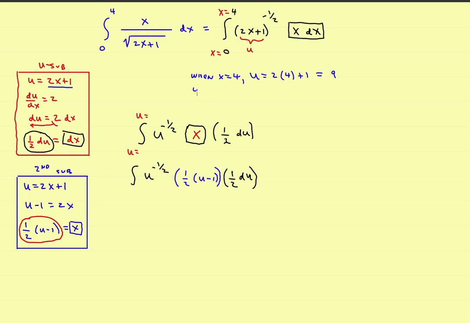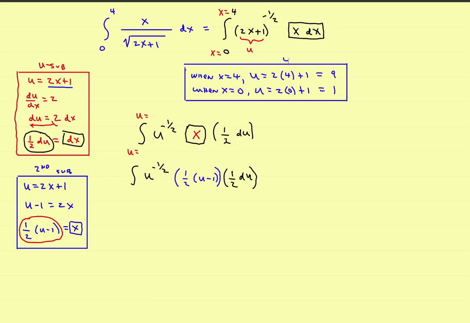Now get the lower limit. So when x is equal to 0, then u is equal to 2x plus 1, and this time plug in a 0, 2 times 0 plus 1, which will give you 1. So there will be your new limits. So that's where I found the new limits. When x is equal to 4, u is equal to 9. That'll go right there, top limit. When x is equal to 0, u is equal to 1. So I'm going to integrate this thing from 1 to 9.